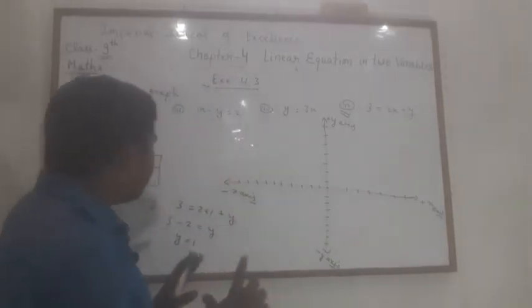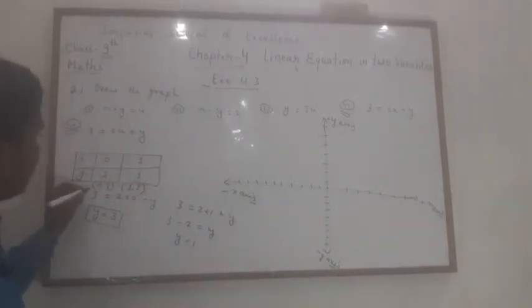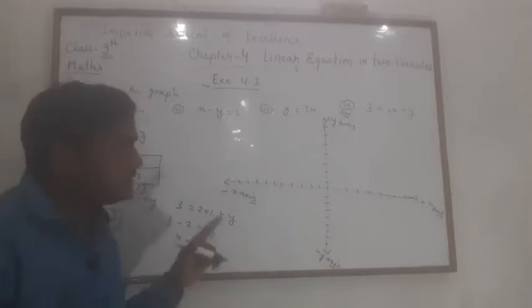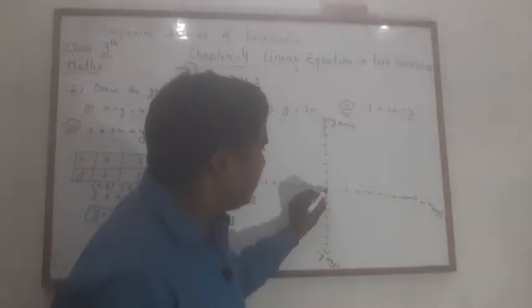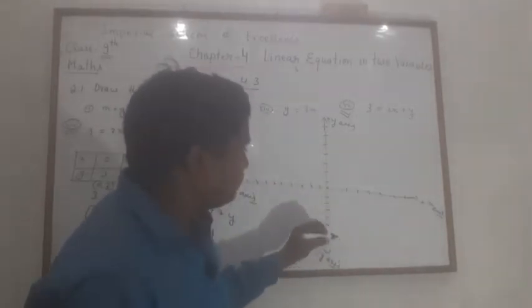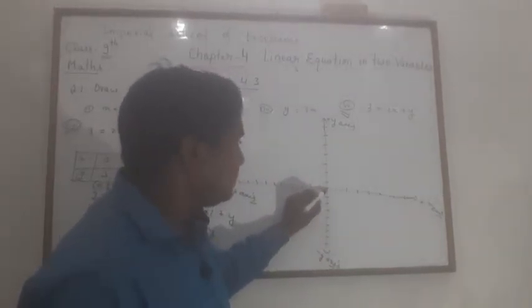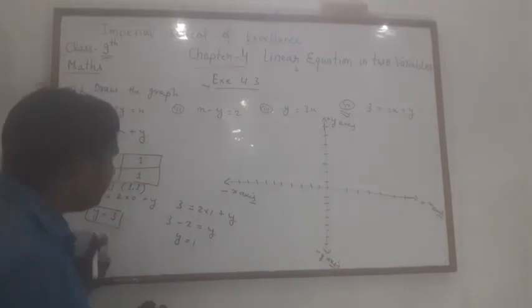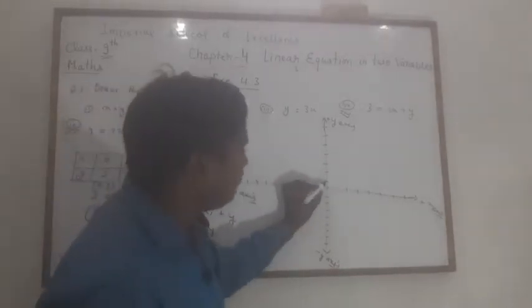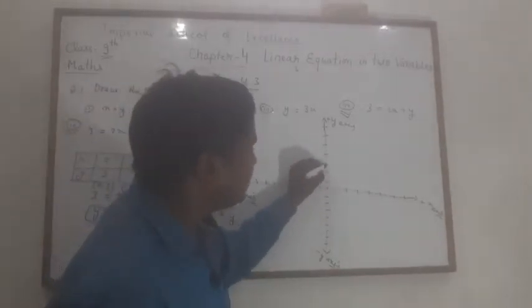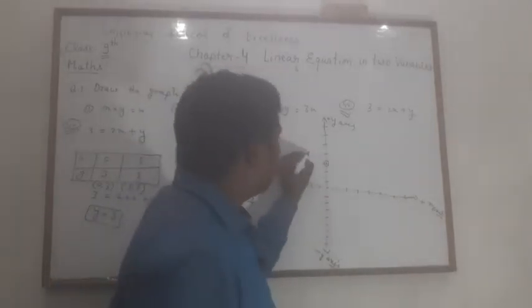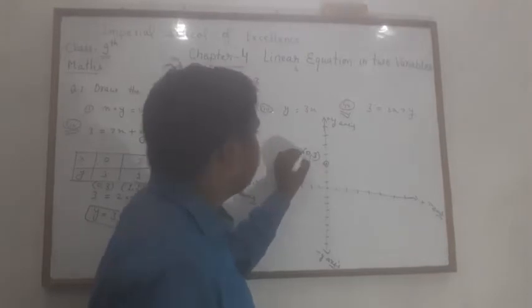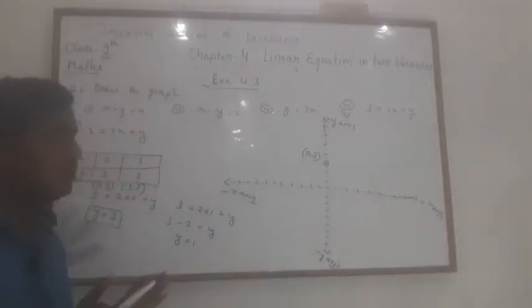Okay, so what it will be here, we have to plot the point 0, 3. x is 0 and y is 3. So x will be 0 here. On this line x is 0. So here x is 0, and what is y? y is equal to 3. 1 2 3, plus 3, y is equal to 3. So this is the point. This is the point 0, 3.